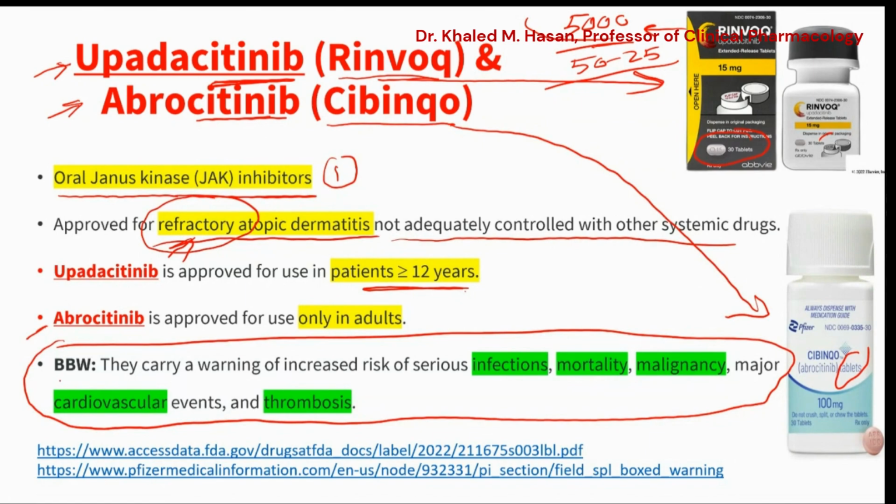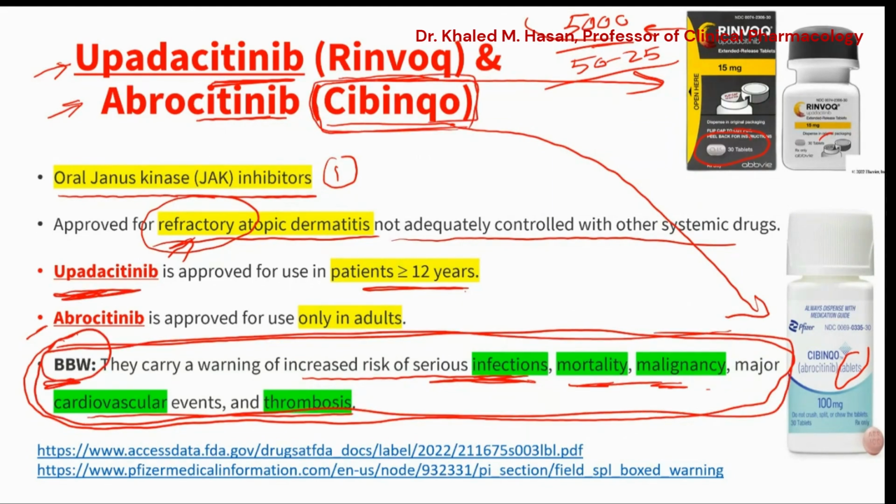There is a black box warning here: this medication may increase the risk of serious infection, mortality in general, malignancy, cancer, and may increase the risk of cardiovascular disease and thrombosis. All these are on the table. So we need to keep an eye on the patient, because there is risk of infection, risk of cancer, risk of cardiovascular thrombosis. Any question about Rinvoq and Cibinqo? So please remember, the same applies for both medications, 12 years and older. Thank you.